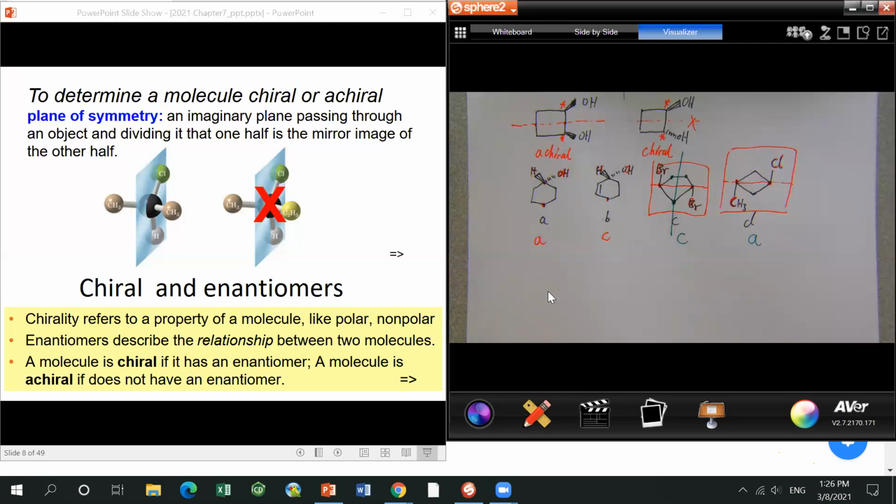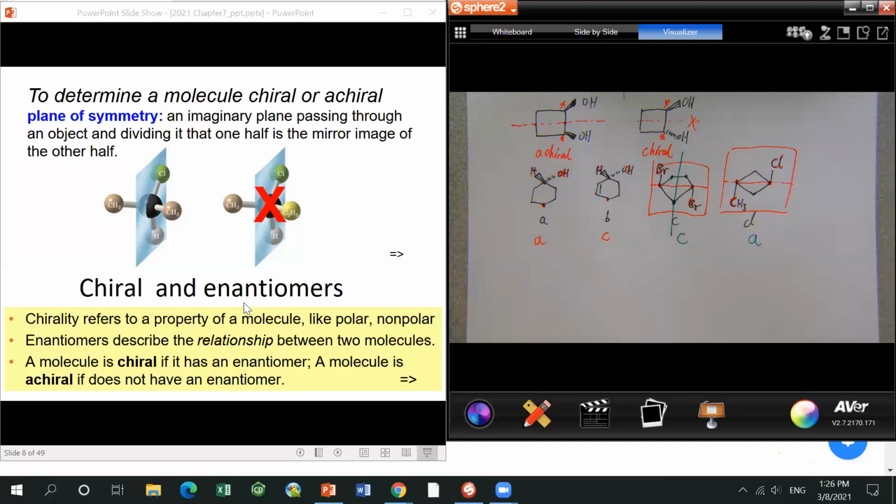And for chirality, enantiomer actually refers to the relationship between two molecules. So enantiomers always come in pairs. We see these two molecules are enantiomers, or these two molecules are not enantiomers to each other. That's just a relationship between two molecules. But it is safe to say that if one molecule is chiral, it will have an enantiomer, a non-superimposable mirror image. And if one molecule is achiral, it won't have an enantiomer.